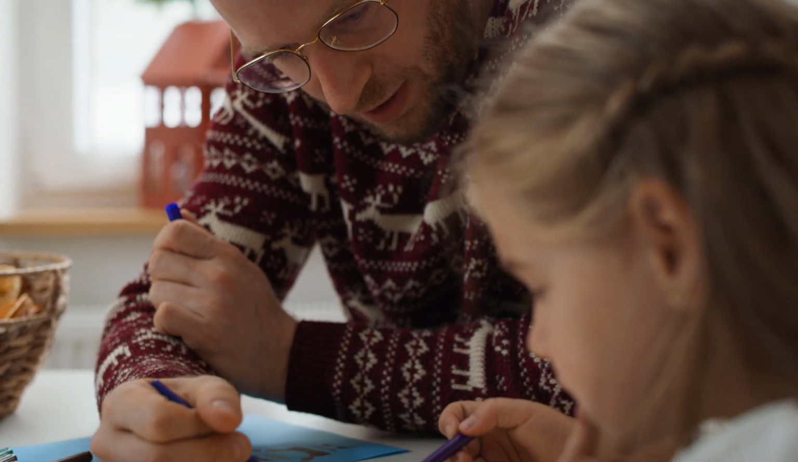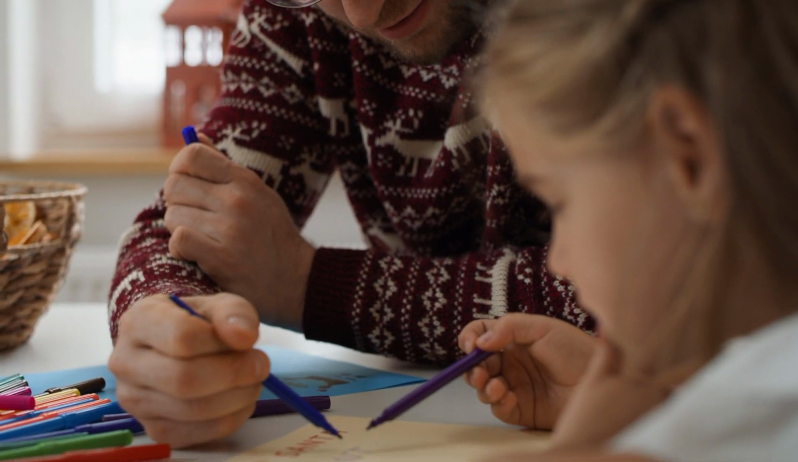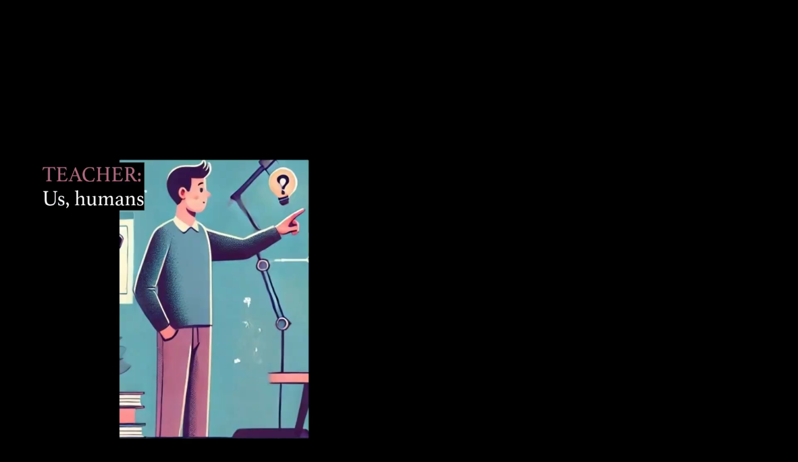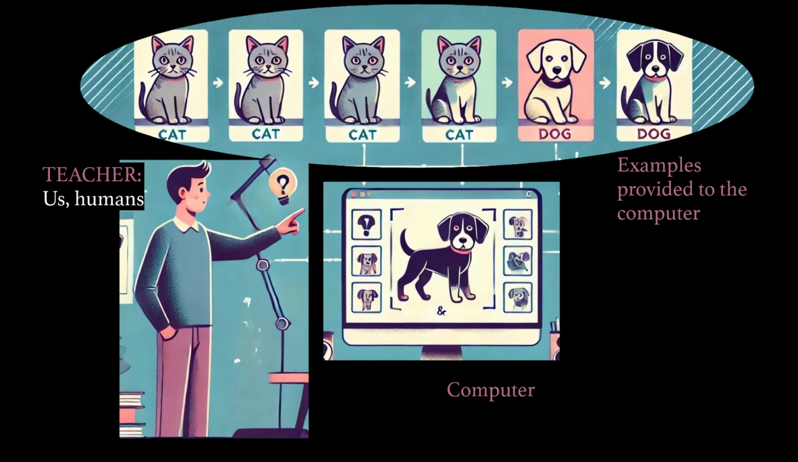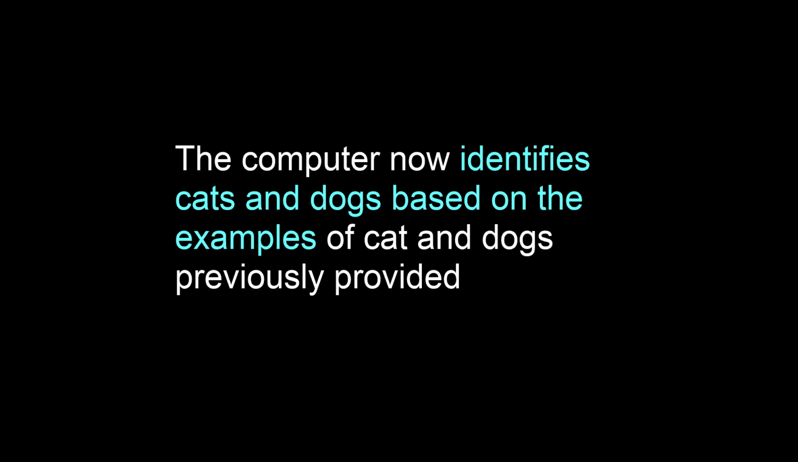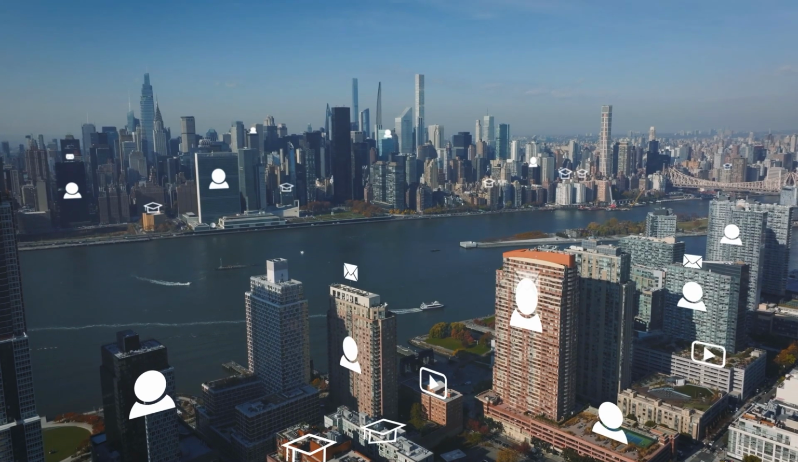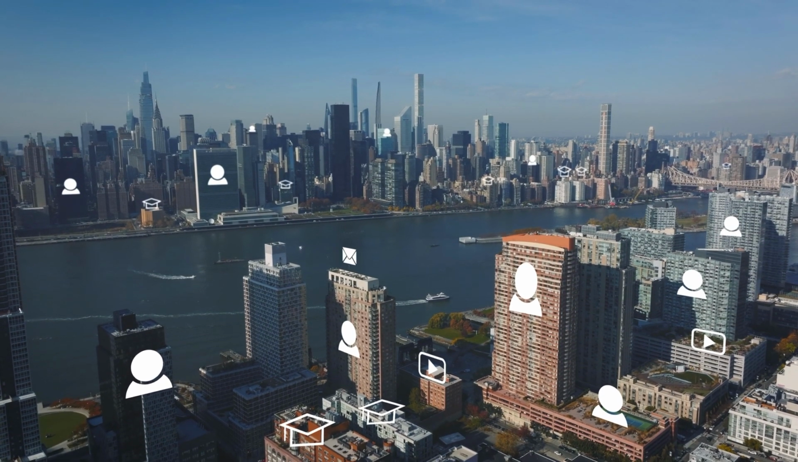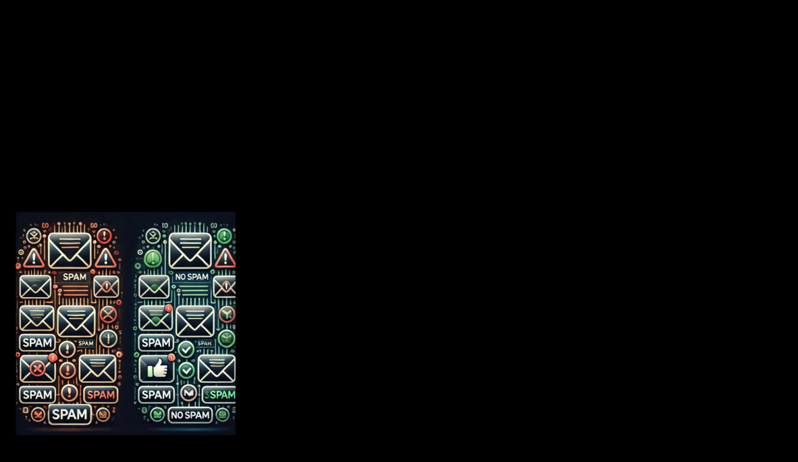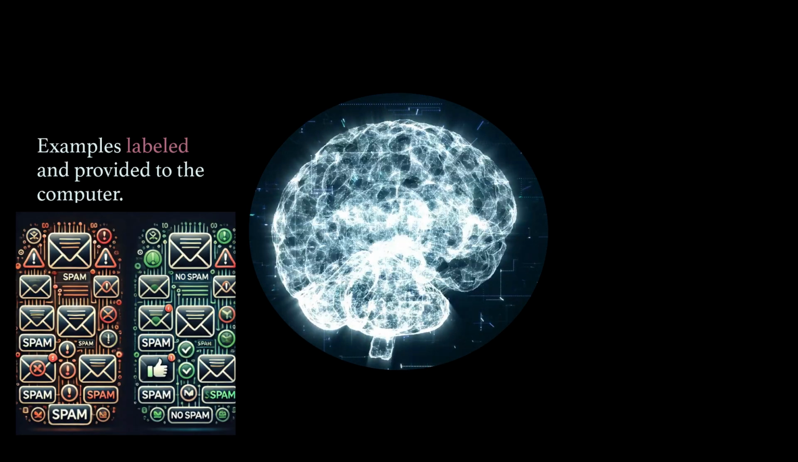First up, we have supervised learning. Think of it like a teacher-student scenario. You have a teacher, that's us humans, who gives the computer a ton of examples, kind of like saying, "Hey computer, this is a cat and this is a dog." The computer looks at these examples and learns to identify cats and dogs on its own. This is great for tasks like spam detection in your emails. It learns from past emails labeled spam or not spam and starts catching the new ones by itself.